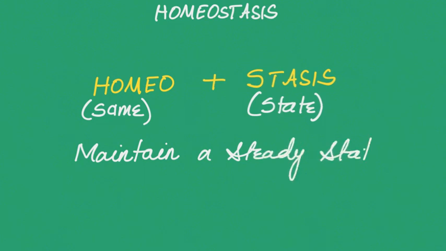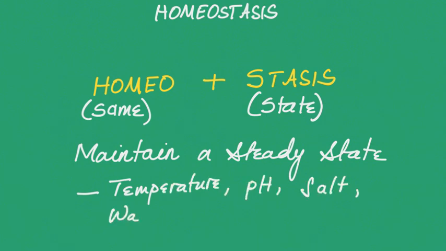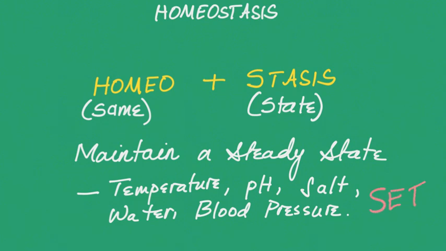The body has a set point for various variables such as temperature, pH or acid base, water, and blood pressure, to name a few. When the set point is reached, the body is in homeostasis. If the body deviates from the set point, there are many mechanisms that bring it back to the set point. Let's take a look at how homeostasis works.